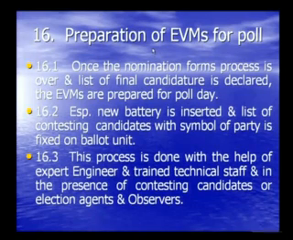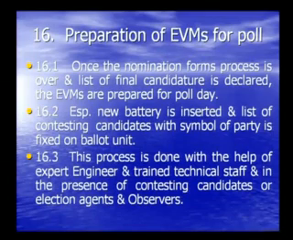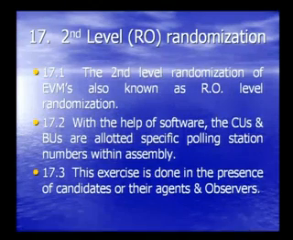Once the first level of randomization takes place, there is the preparation of EVMs for poll. Once the nomination form process is over, the list of final candidates is declared, and the EVMs are prepared for poll day, especially with new batteries inserted and the list of contesting candidates with the symbols of parties fixed on the ballot unit. This process is done with the help of expert engineers and trained technical staff, in the presence of contesting candidates or election agents and observers.